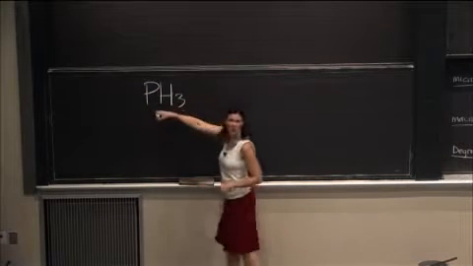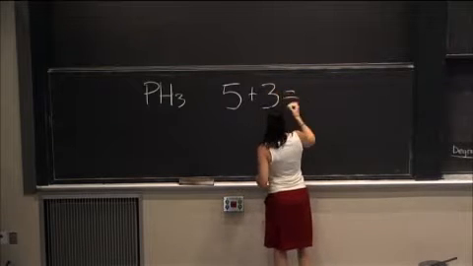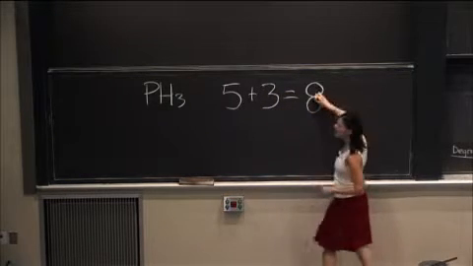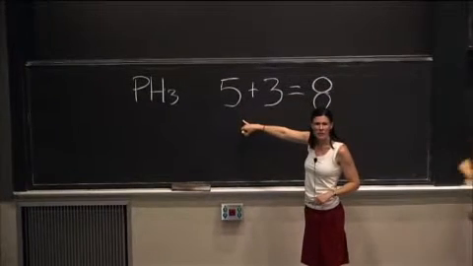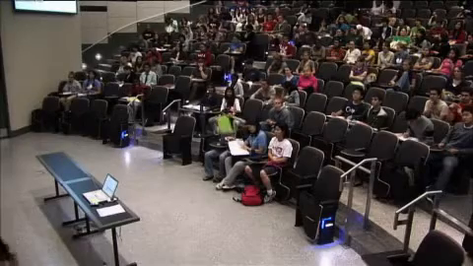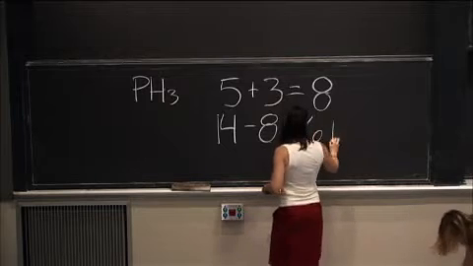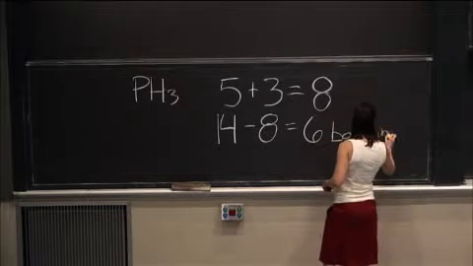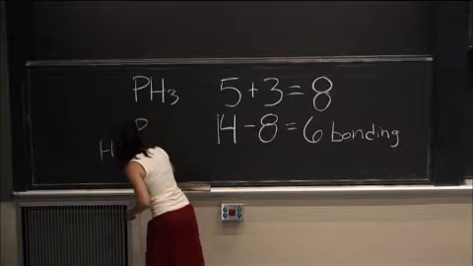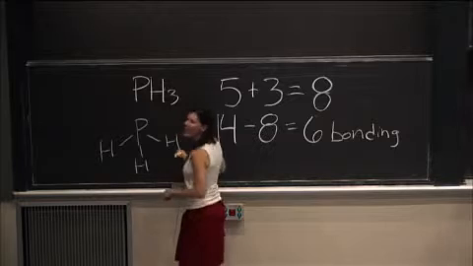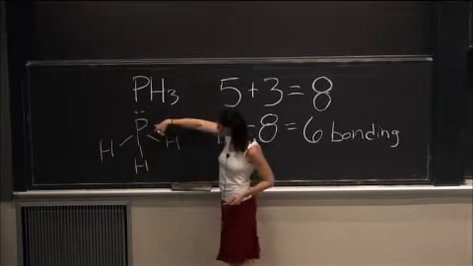We have PH3. We told you that phosphorus has 5 valence electrons plus 3 from each of the hydrogens. So we have a total of 8 valence electrons. How many do we need to get full valence shells everywhere? 14. So we need 14 minus 8. That leaves us with 6 bonding electrons. And if we put that in our bond here, we have 1, 2, 3 bonds, plus we have 1 lone pair left over. So this is our Lewis structure here.